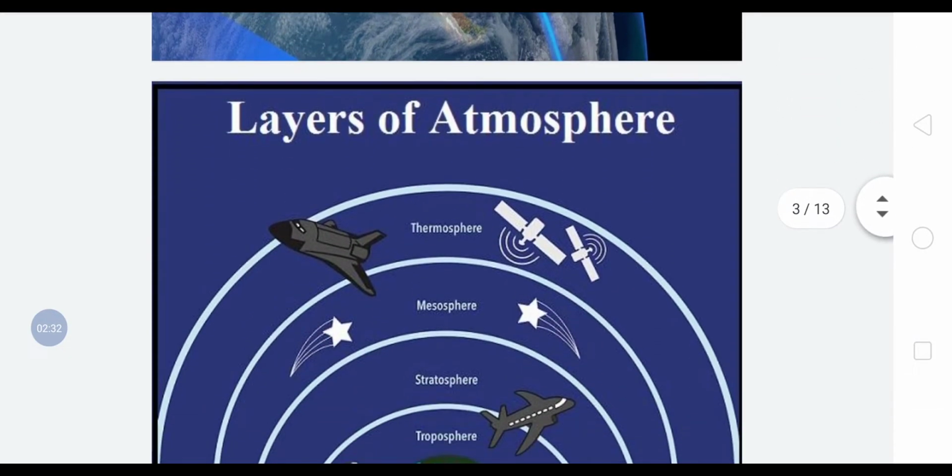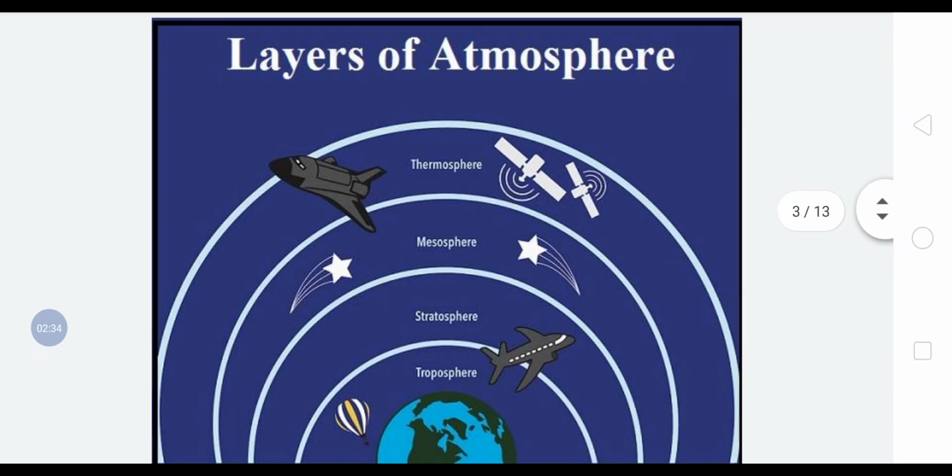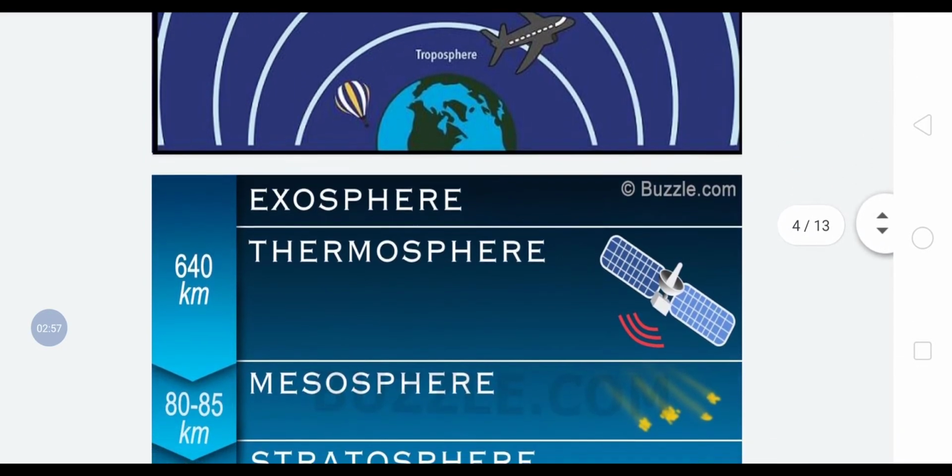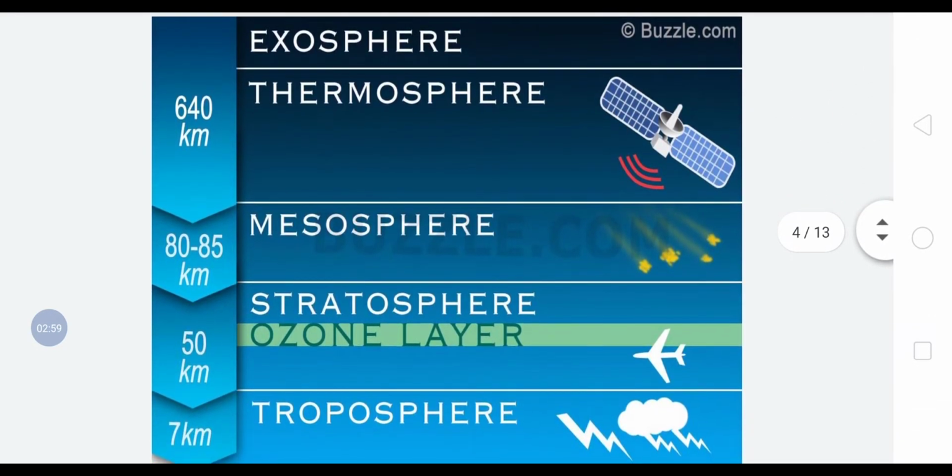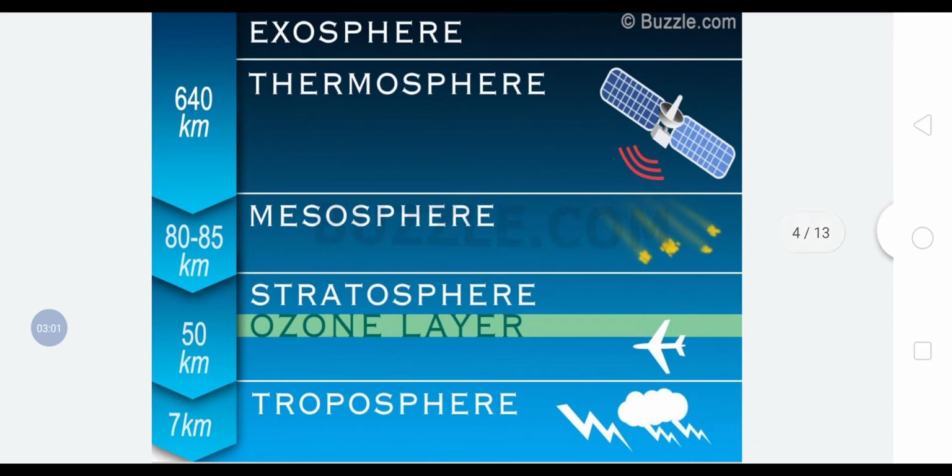In the structure of the atmosphere, there are basically 4 layers of the atmosphere. These are troposphere, stratosphere, mesosphere, and thermosphere. Now let us start the journey of all these layers one by one. First, the initial layer is the troposphere.